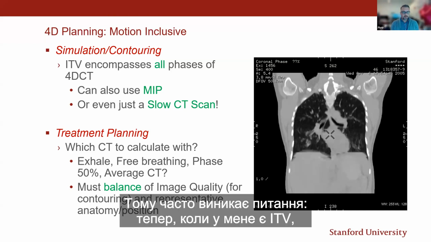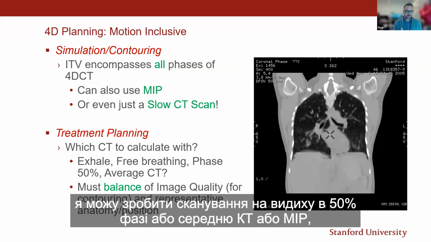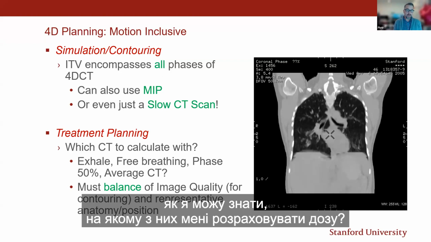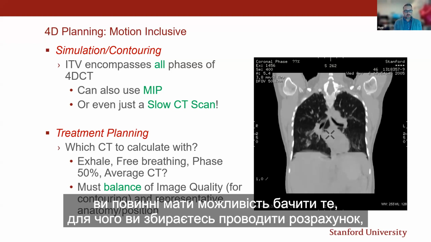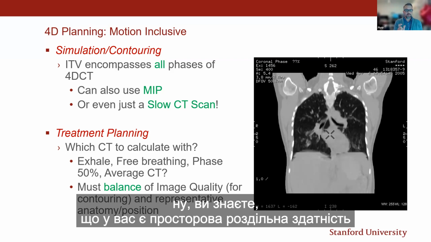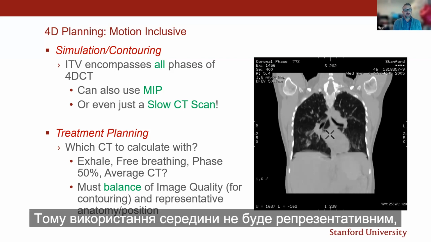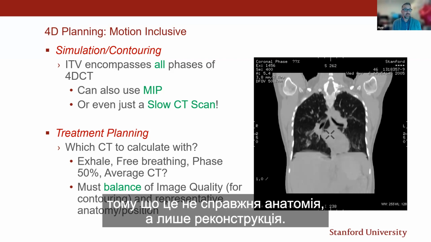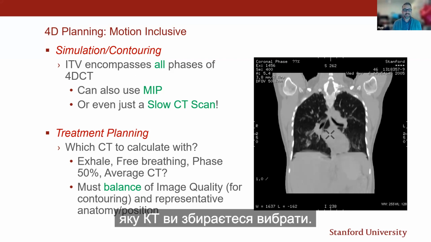So often there's a question about, now that I have my motion inclusive ITV, and I have all these different scans, I could have an exhale scan or a 50% phase, or an average CT or a MIP, how do I know which one to do the dose calculation on? This is a tricky question. You have to balance image quality. You have to be able to see what you're going to be calculating to and contour on it, and have the spatial resolution for good dose calculation. And it has to be representative anatomy. So using a MIP is not going to be representative because that's not a real anatomy. It's just a reconstruction. So you have to be very careful when you're doing the actual dose calculation about which CT scan you're going to choose.